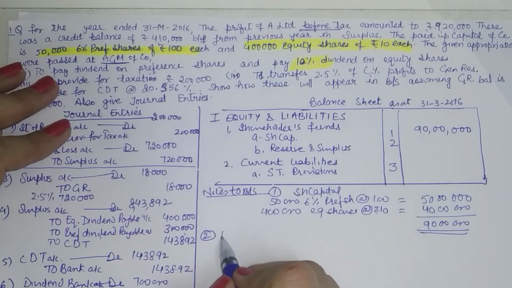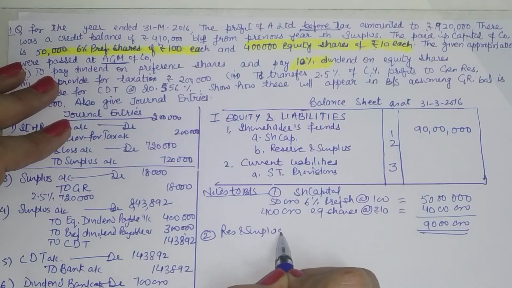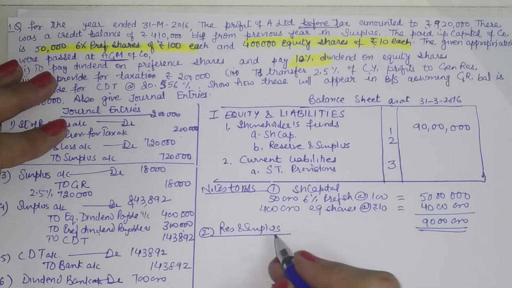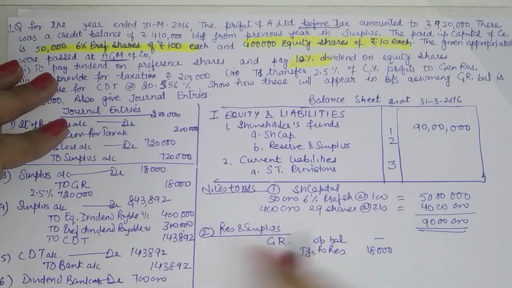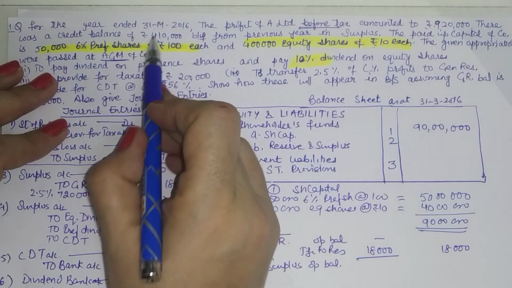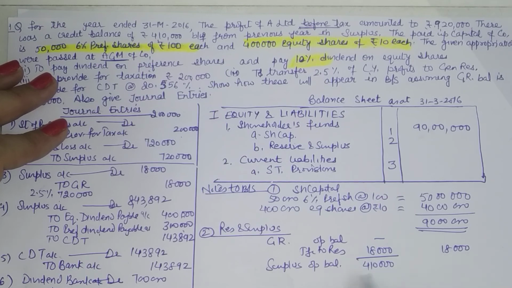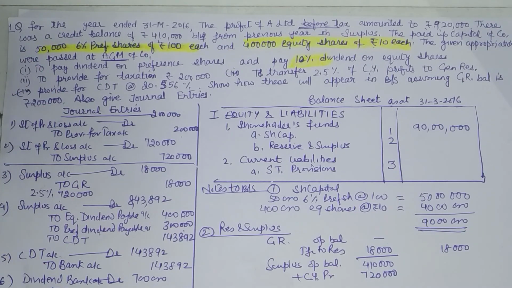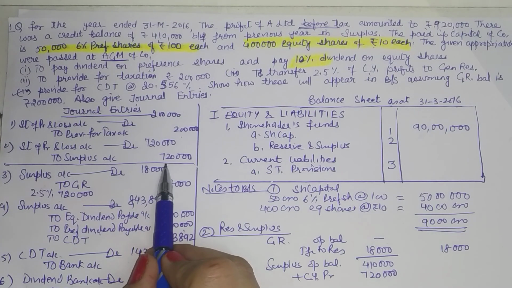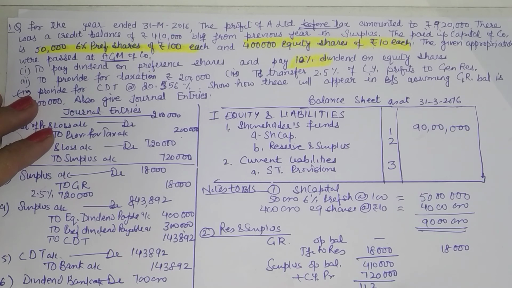Second working note is reserves and surplus. Now in reserves and surplus, we are to take up all types of reserves. So first you had general reserve, its opening balance was not given. Then transfer to reserves is 18,000. You transferred 18,000 to reserve. Then you have surplus. In the surplus, you have opening balance of 4,10,000. Then you have current year profit of 7,20,000. Remember, it is not 9,20,000. It was before tax, so you need to pay tax. So 7,20,000 was the current year surplus, which you shifted to surplus account. So we will have 11,30,000.